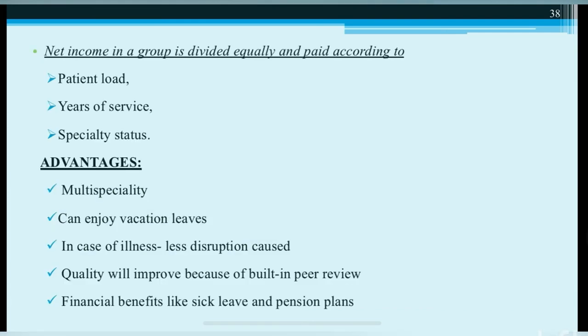Net income in a group is divided equally and paid according to patient load, years of service, and specialty status. The advantages of these are basically that it is multi-specialty. The dentist can enjoy vacation leaves. In case of illness, less disruption is caused. Quality will improve because of built-in peer review. There are financial benefits like sick leave and pension plans.